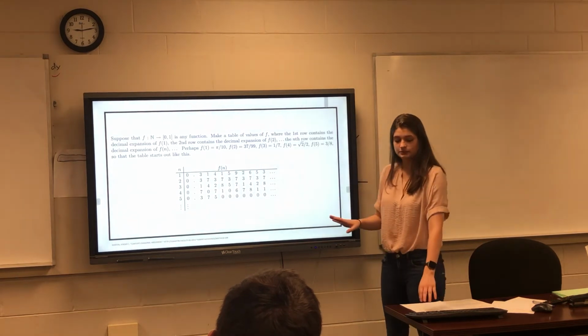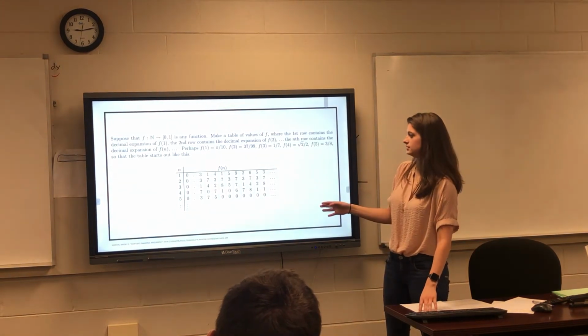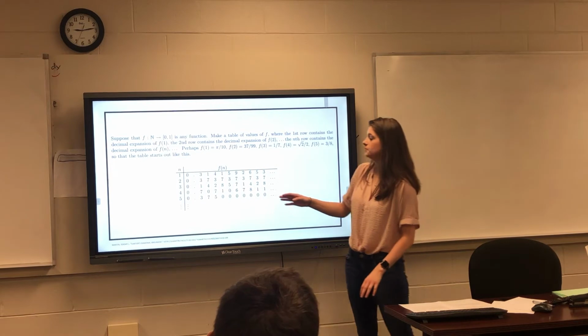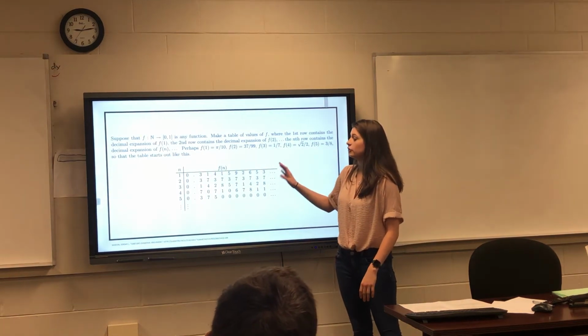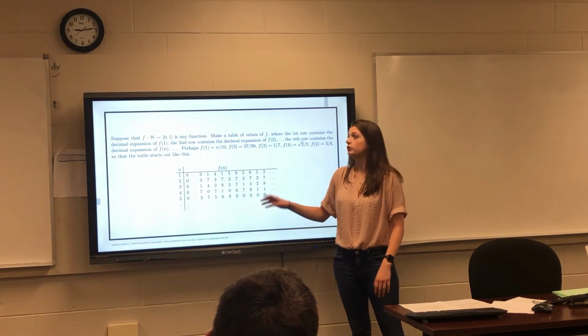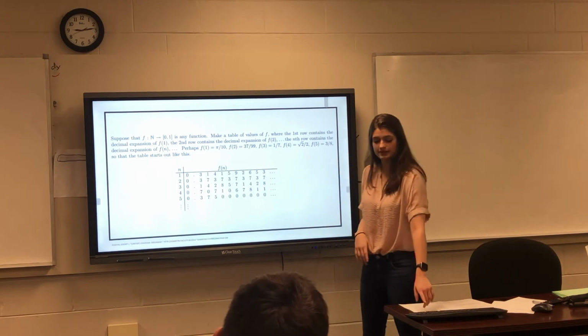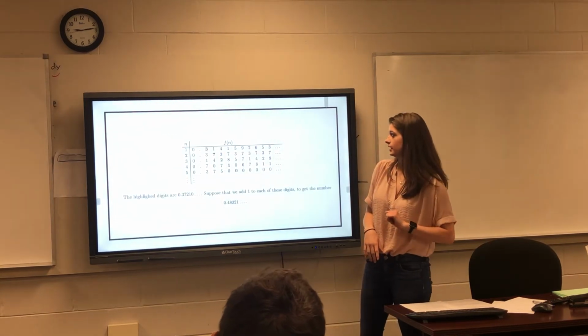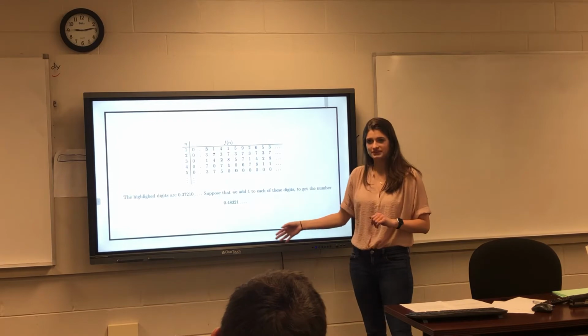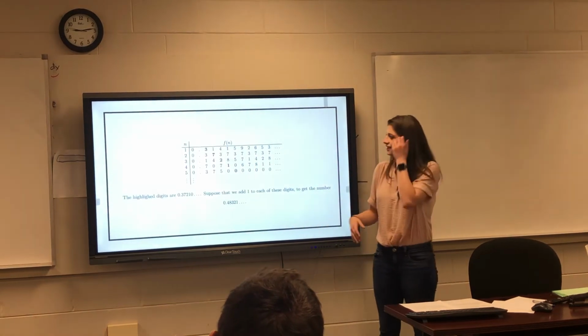So his proof, or his theory behind this, is that there are infinitely many numbers between 0 and 1 that don't appear in this table. He did this by lining things up diagonally. This is why it's called Cantor's diagonalization argument.